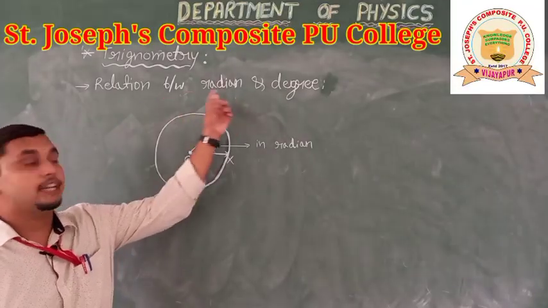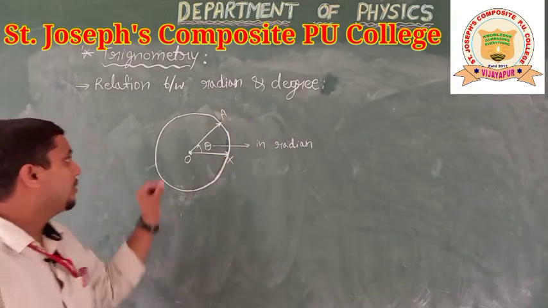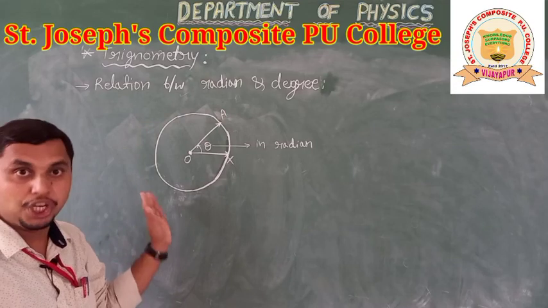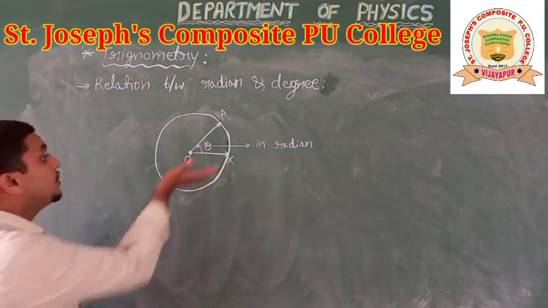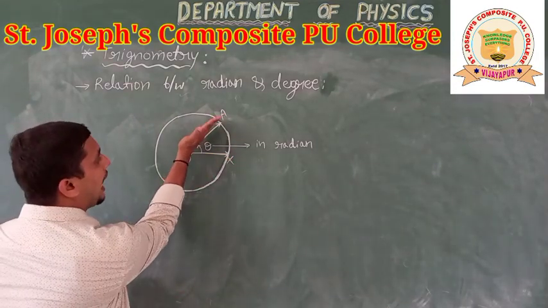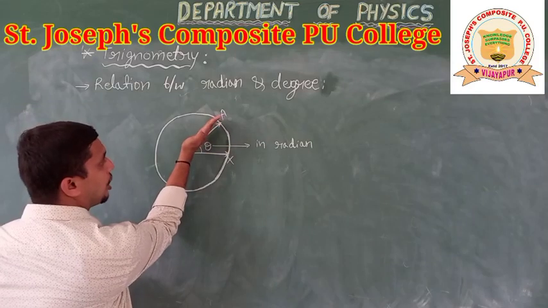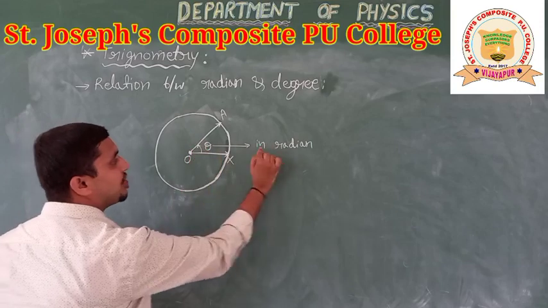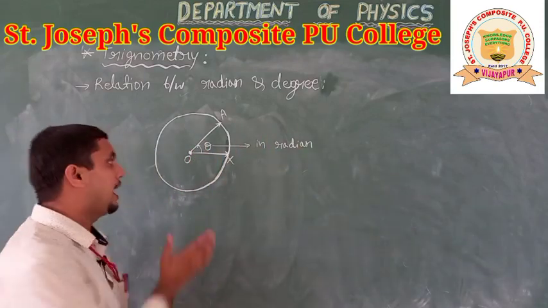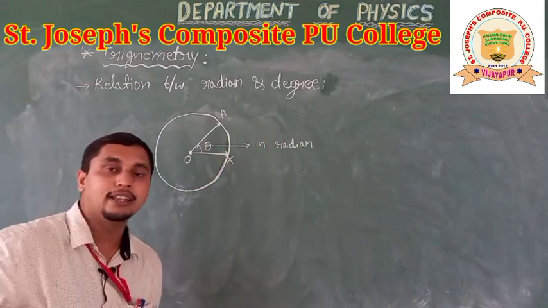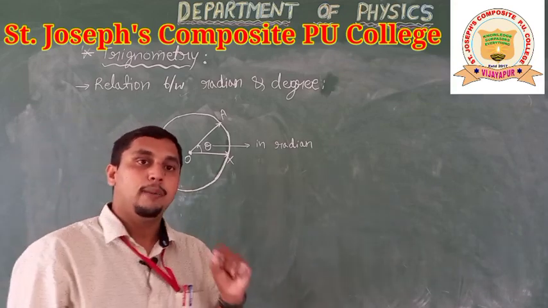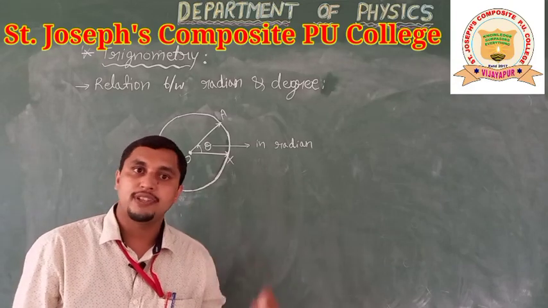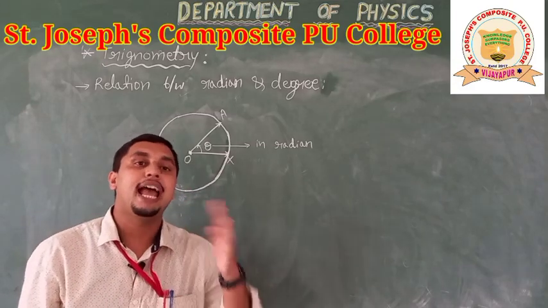Now let us see the relation between radian and degree. First of all, if I consider a circle, particularly in a circular motion, we usually take the circular angle, as I previously mentioned. That circular angle is measured in radian, and we can call it a plane angle. Particularly in physics, it is one of the physical quantities.